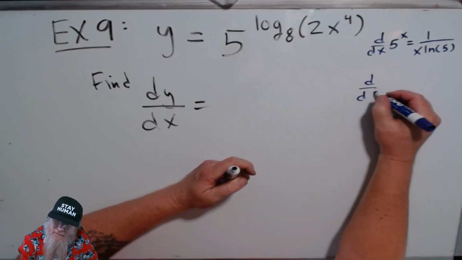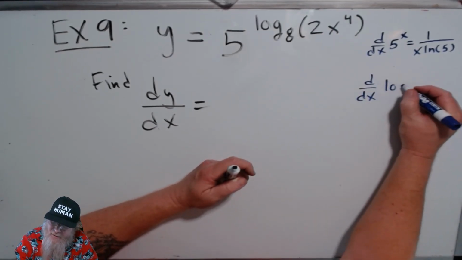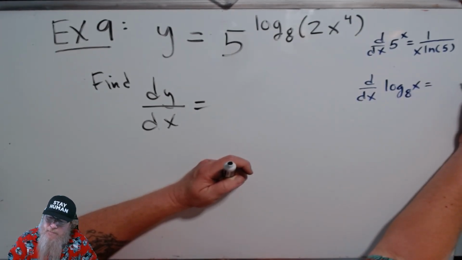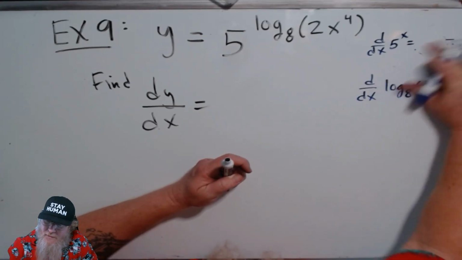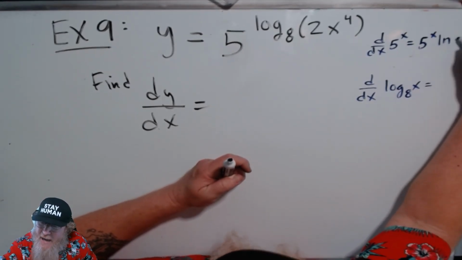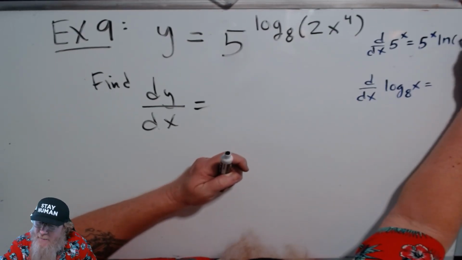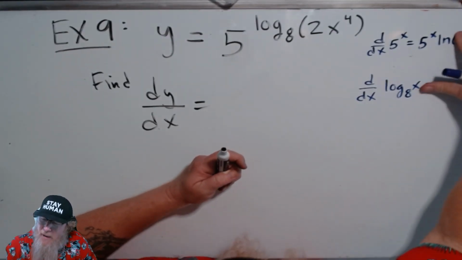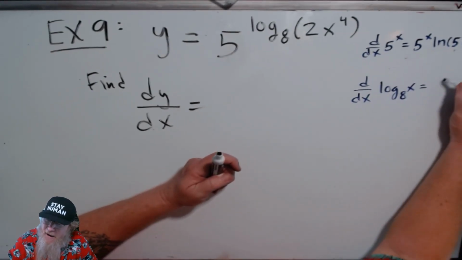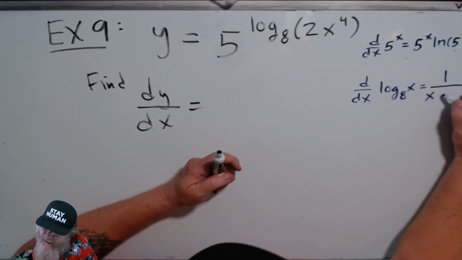And then the derivative of a log. Oh, see, I got these backwards. See, I knew I was going to screw this up. This is 5 to the x. It is nice to write them next to each other. It keeps you from screwing them up. So this one is 5 to the x ln of 5. This one is the 1 over x.